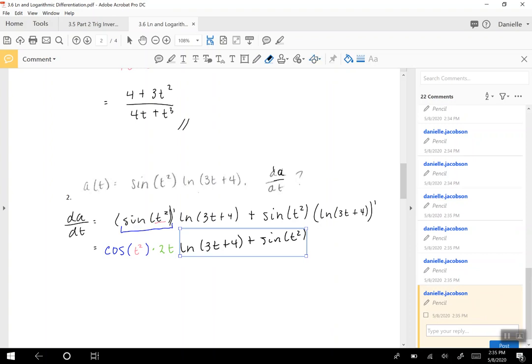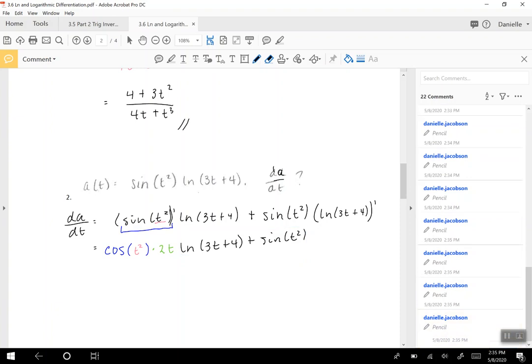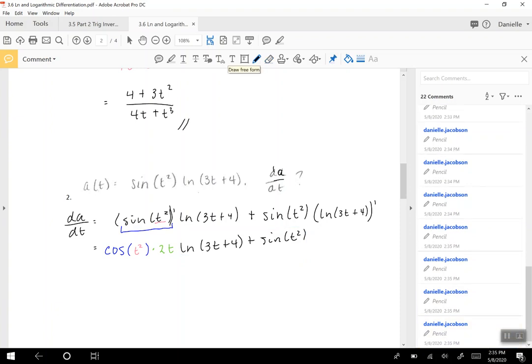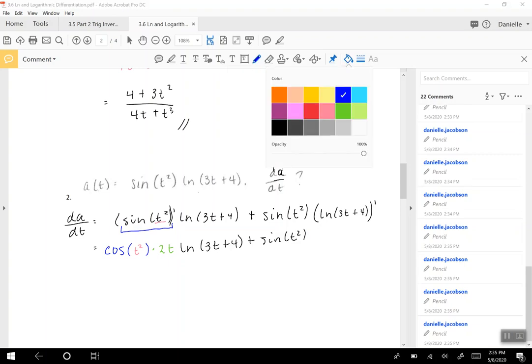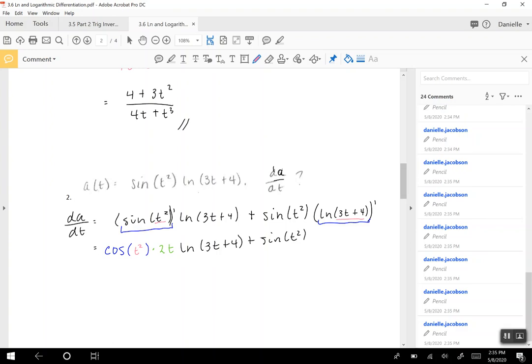Okay, all right, now I need to take care of this natural log of 3t plus 4. So again, I use that verbiage. I know I'm going to apply the chain rule. My outside function here is that natural log function. The inside function is going to be this 3t plus 4.